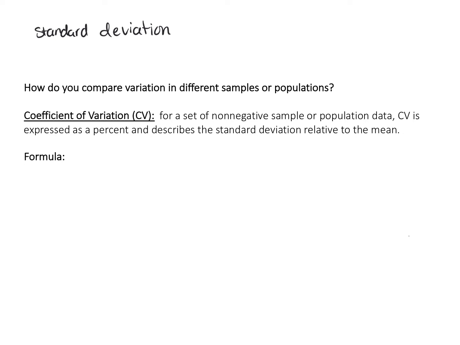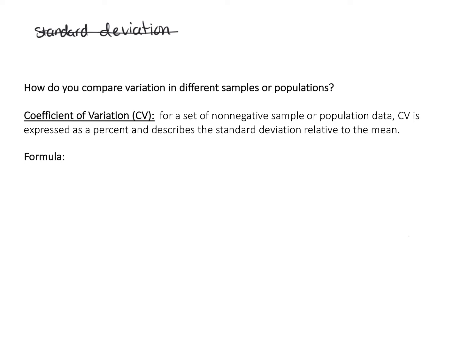If I have two different samples or two different populations, I might be looking at two completely different means that might even have different units of measure. So we do not want to use the standard deviation to compare how two different samples or populations vary, because again, it depends on the mean, and those units could be different. So what can we use instead to still measure the variability in our data?